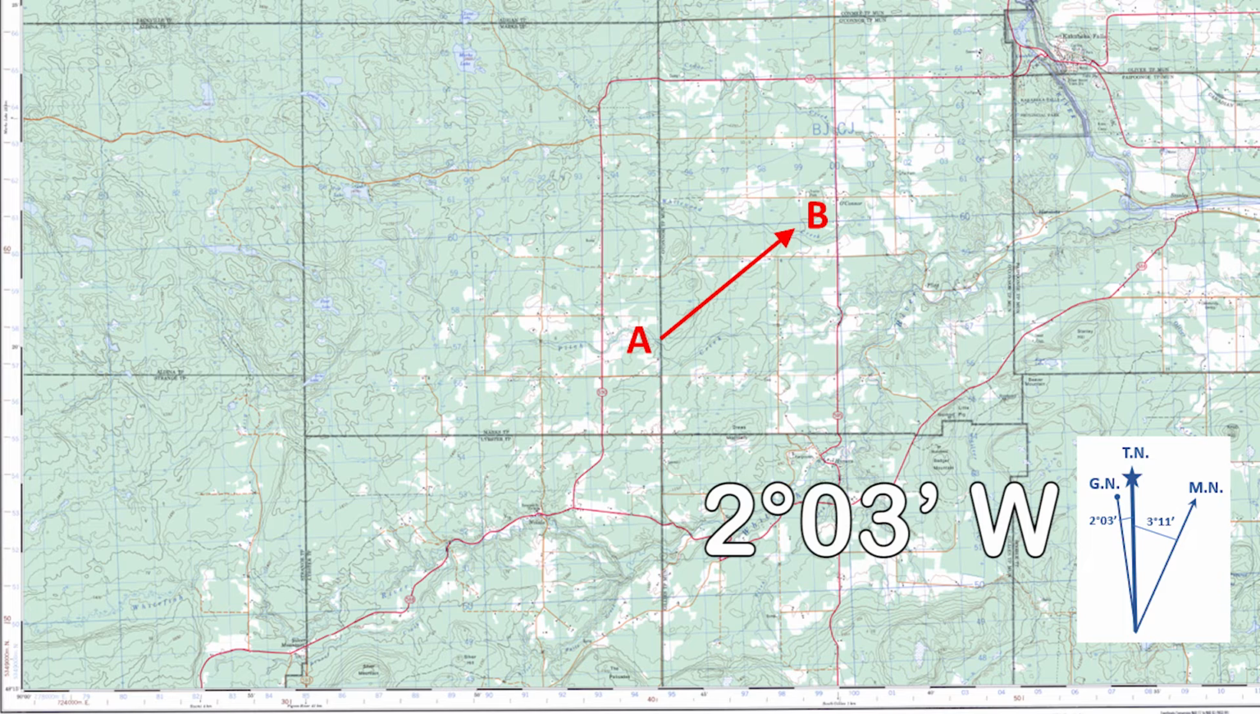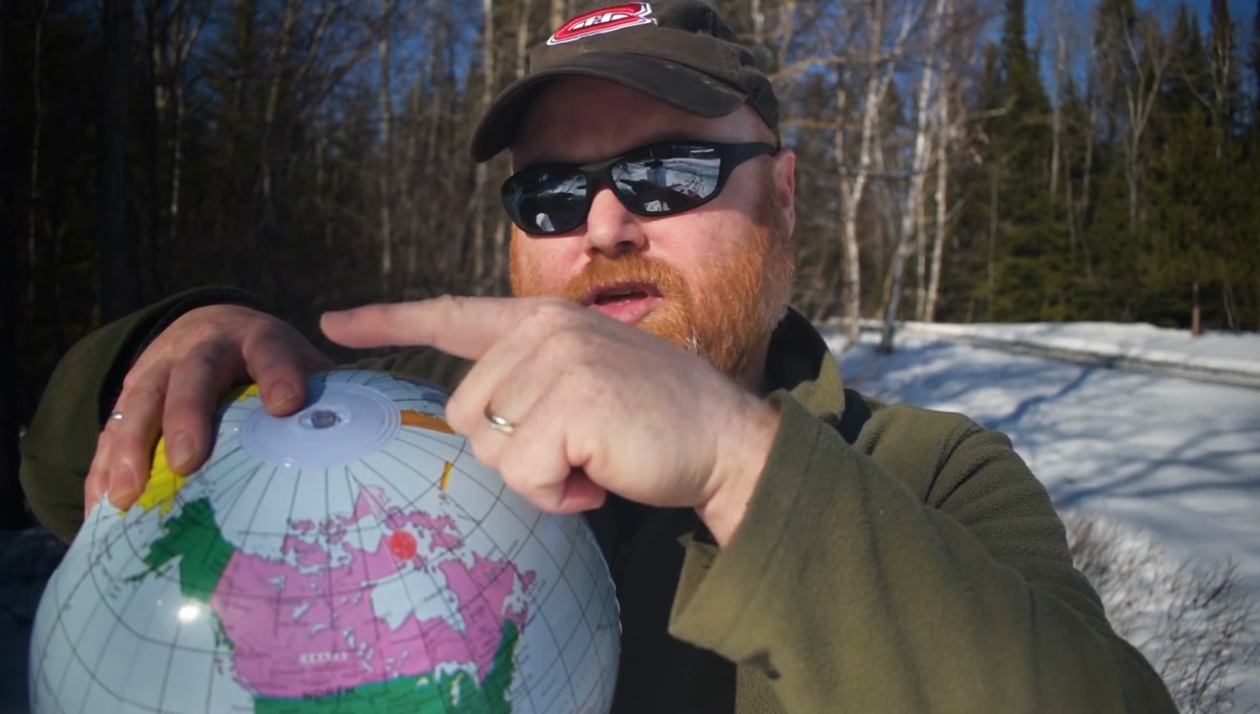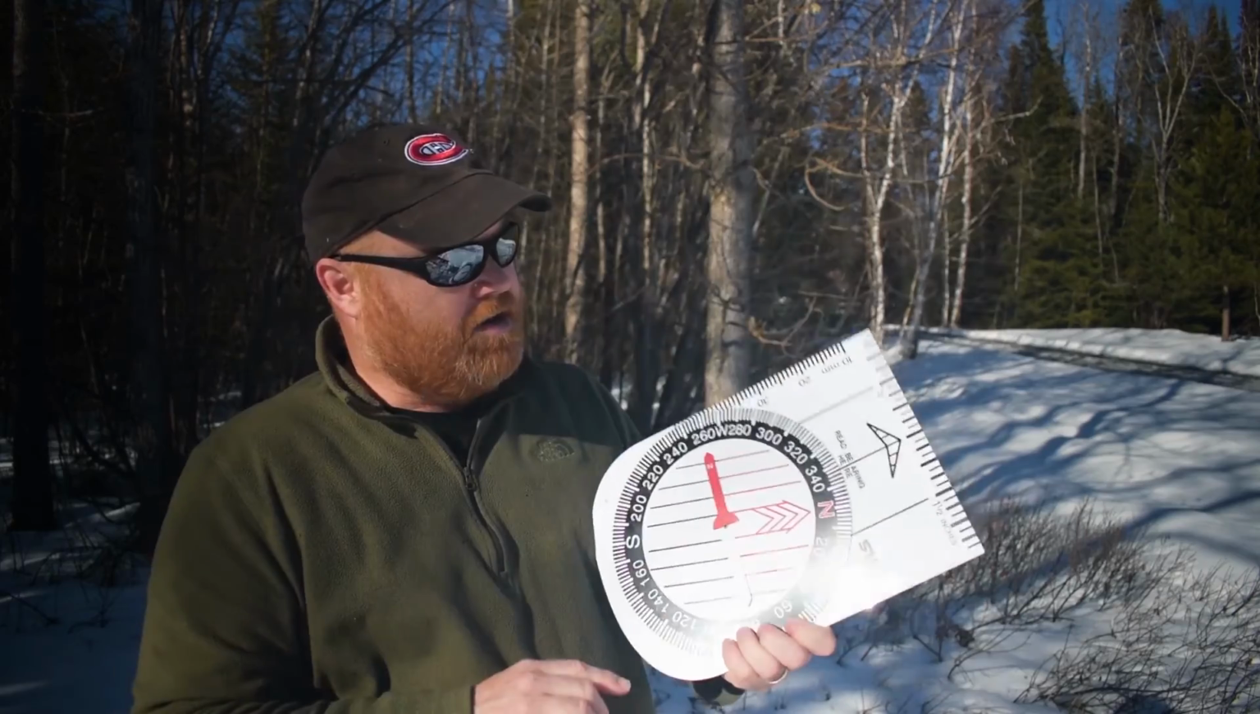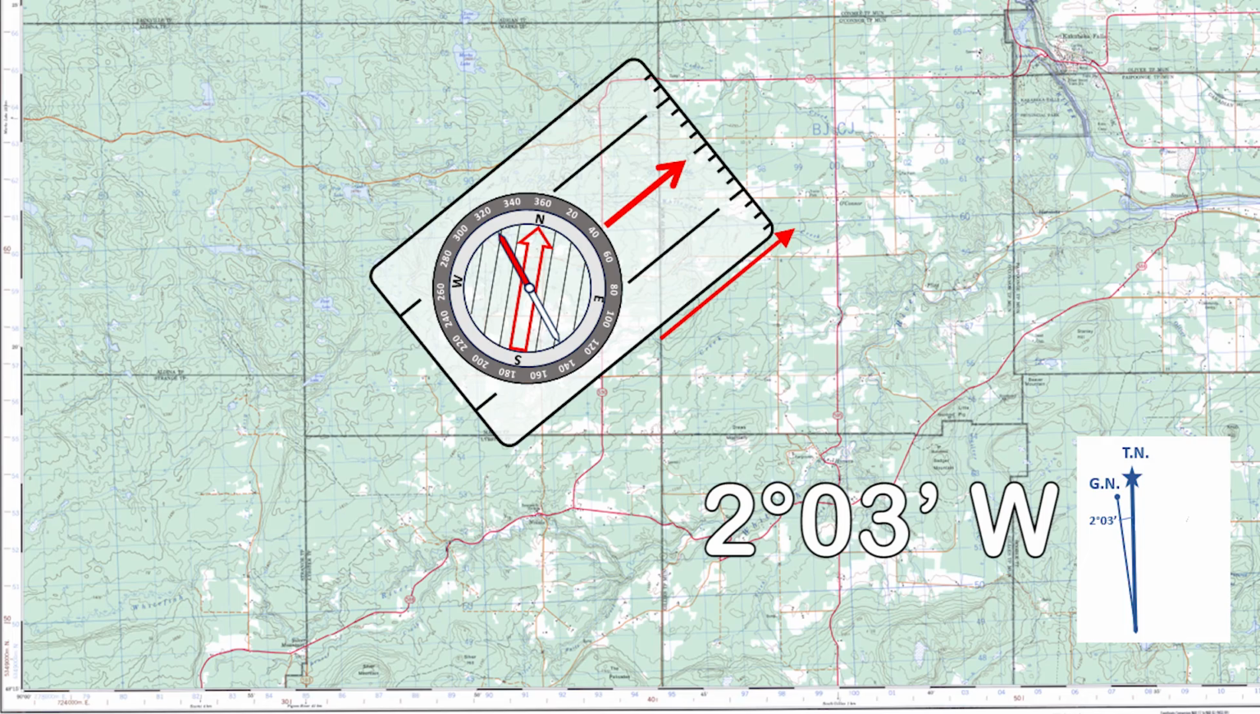Now to find the bearing for our direction of travel, we simply put the edge of the compass base plate so that it is parallel to our desired direction of travel. We want to make sure the direction of travel arrow, that big red arrow on the compass, is parallel to our desired direction of travel. Now, in keeping with the theme of this video, we're going to forget all about magnetic north. I'm going to assume that you've watched my other video, you know all there is to know about adjusting for magnetic declination, and your compass is already set.